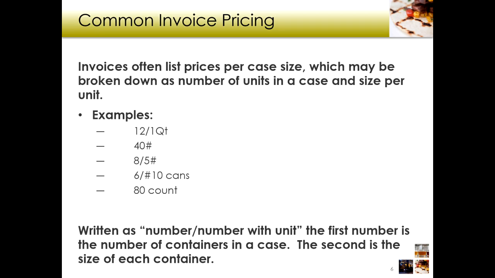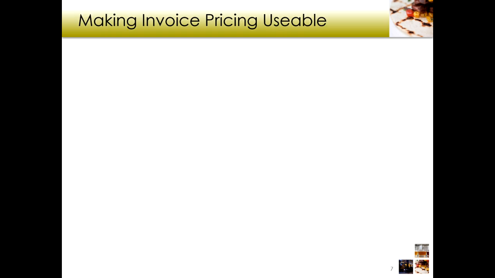Recognize that the slash in there means that you have 8 5-pound packages, or you have 12 1-quart packages, right? That's how we delineate how many individual packages are in a case. So how do we make these things usable in our recipe? Well, it comes down to using the conversions that we've learned in the previous videos. How do we convert quarts into cups? We need to know how many cups are in a quart, right?